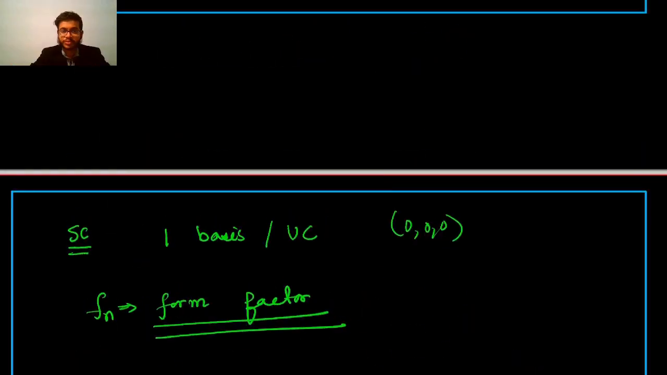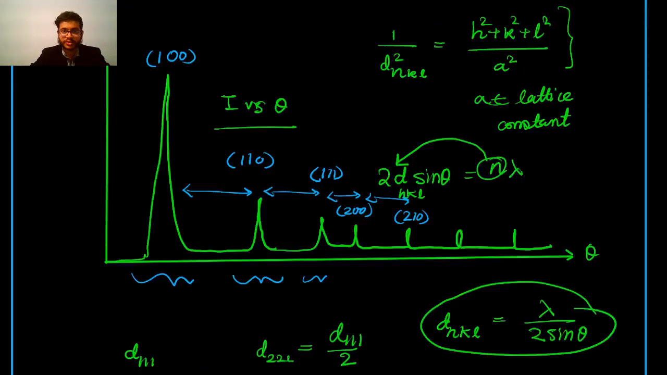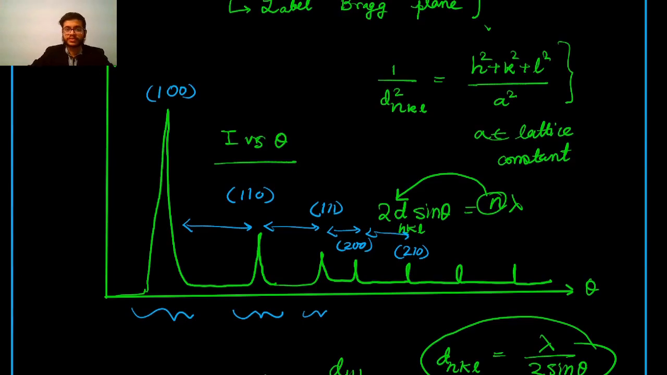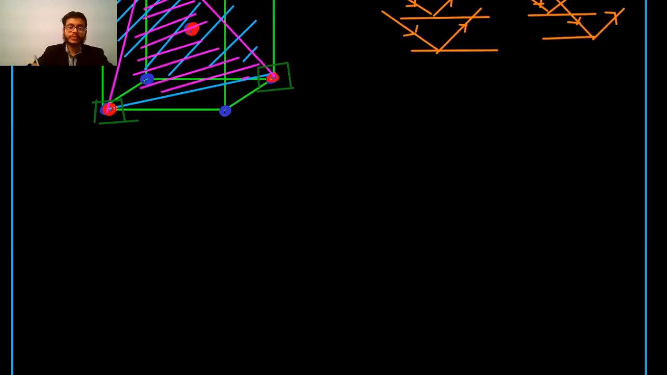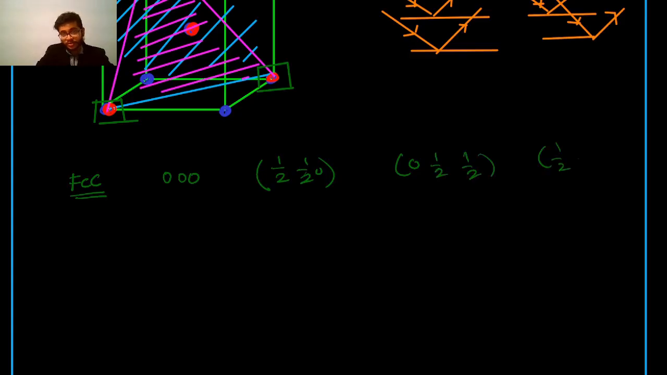So let's go back to our famous picture of the diffraction. What you will see is that suddenly this 111 plane will disappear. That is a very interesting thing. We will now consider the FCC, or face-centered cubic lattice. For FCC, the positions are 0 0 0, half half 0, 0 half half, half 0 half.